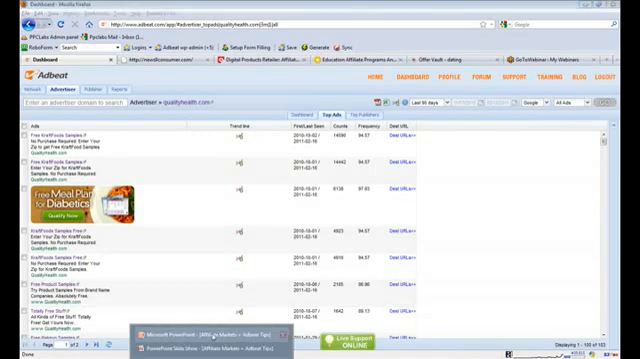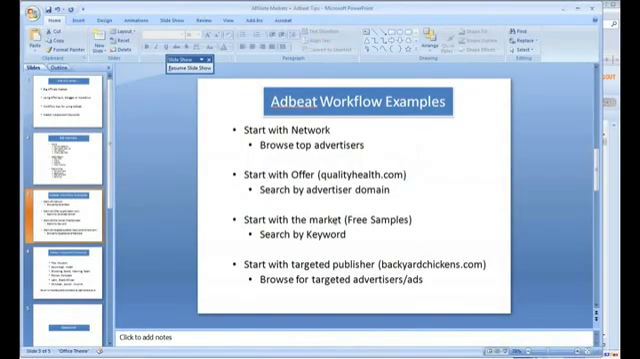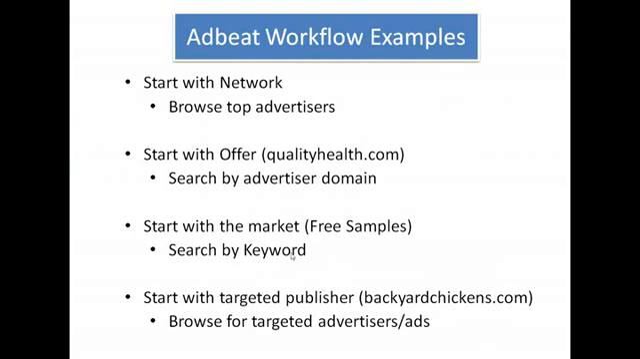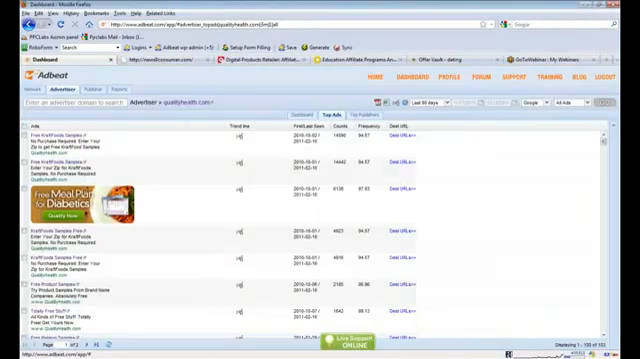This next workflow example uses exactly that information to start with what I would consider a market. You found that somebody's promoting qualityhealth.com, a specific offer in the market, but you want to understand what else is going on with that market. And the market is this idea of free samples, a lead generation offer centered around free samples. So you're going to go into AdBeat and start by searching by keyword to understand more about that market. I'm going to show you how that would work.